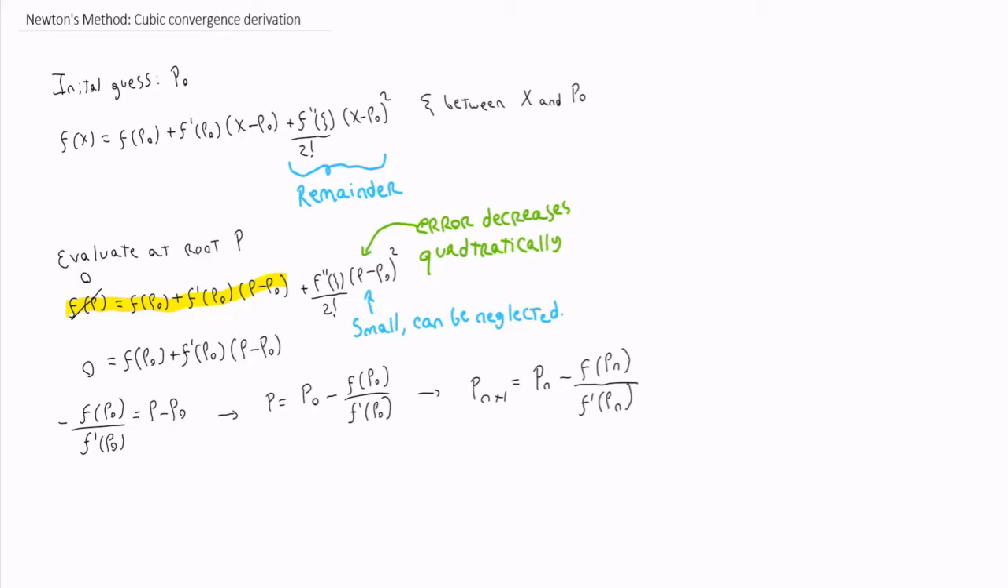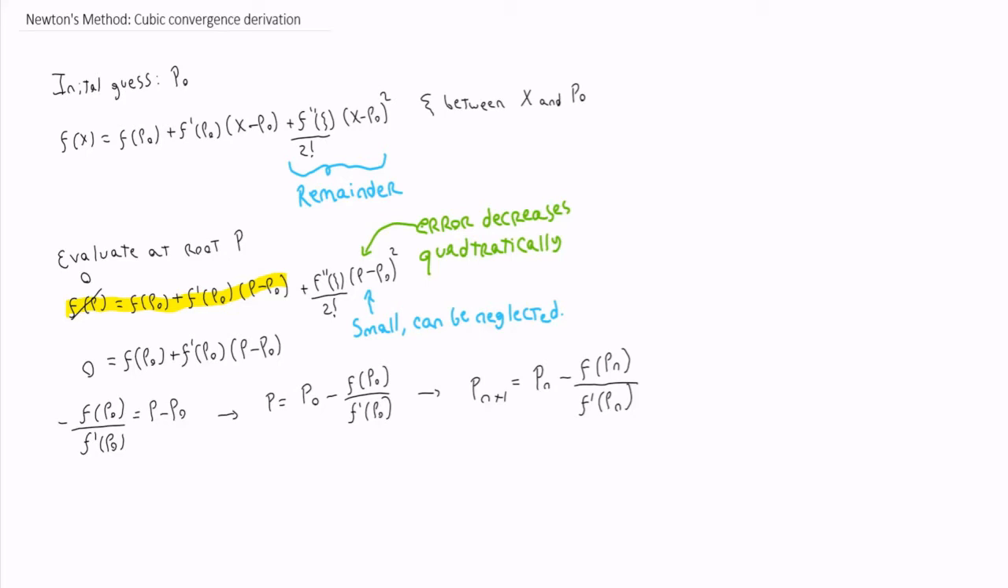Since we are assuming that p sub 0 is a reasonably good initial guess for the function, this term is going to be less than 1 ideally. So as we know, a number that is less than 1 when raised to the power of 2 is going to yield an even smaller number. So the error is going to keep decreasing quadratically. This is just an intuition for why Newton's method converges quadratically.